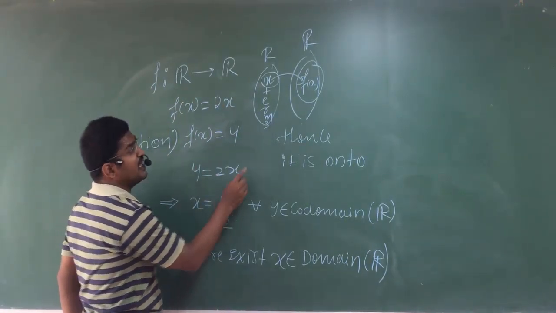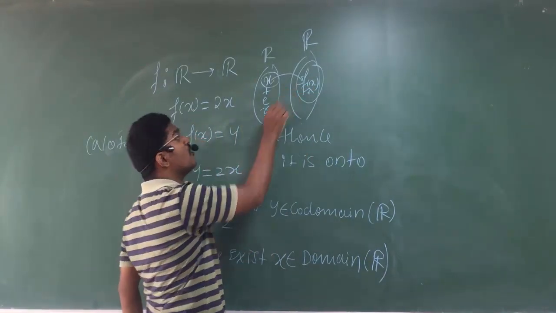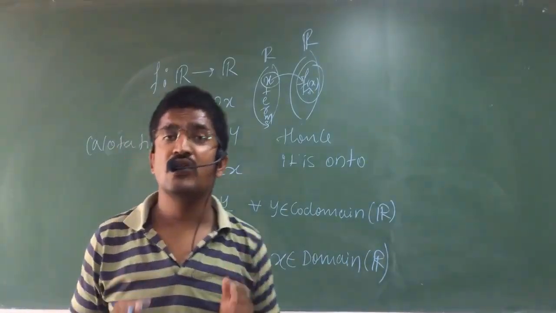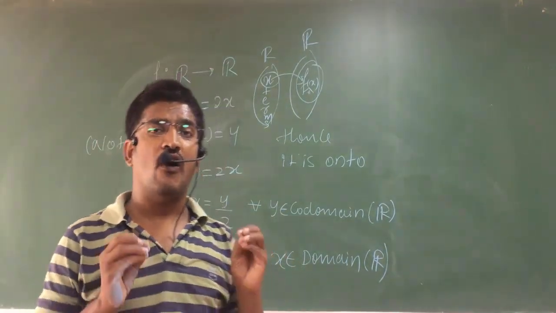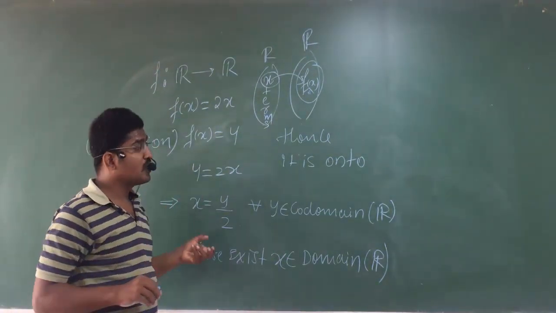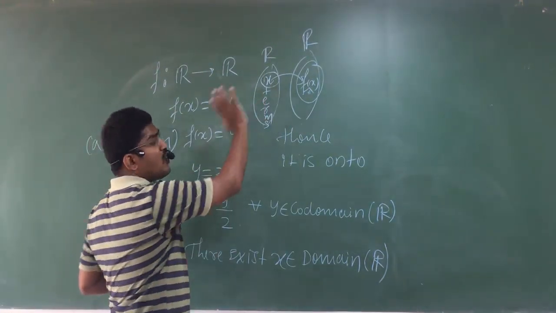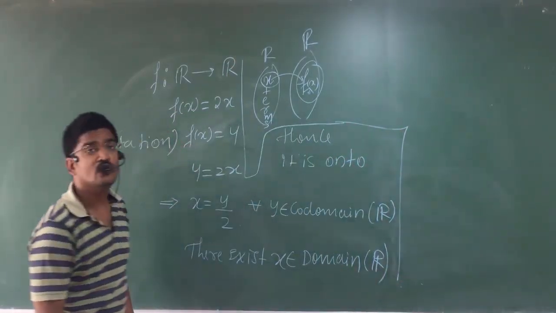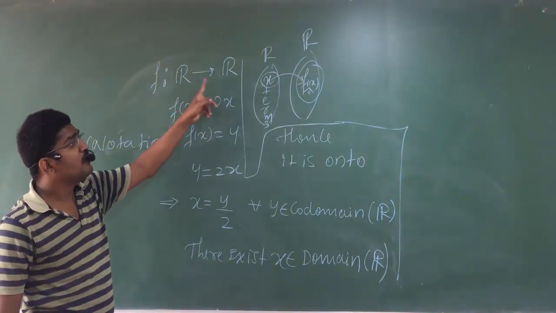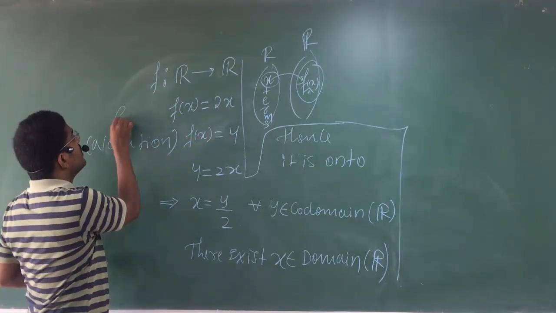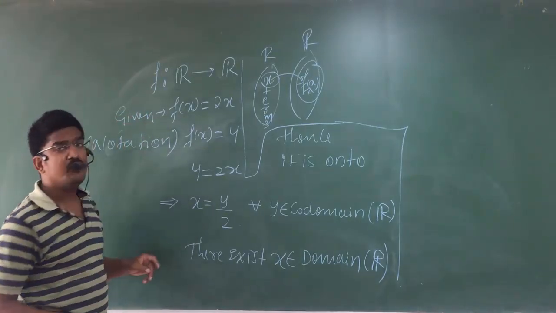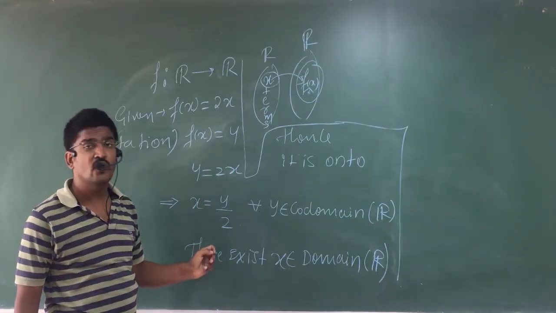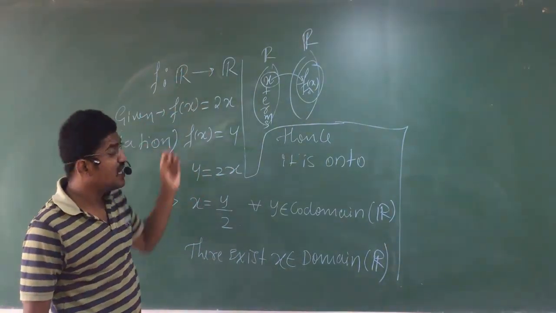So for every y, that means your f of x, there is an element x belongs to domain. Are you clear? So whenever you are proving an onto function like this, you have to write each and every thing. These terms are essential to write in the exam. F from R to R, f of x equal to 2x. This is the given term. I will take the notation f of x equal to y equal to 2x, therefore x equal to y by 2. I know that my domain is the real number set.